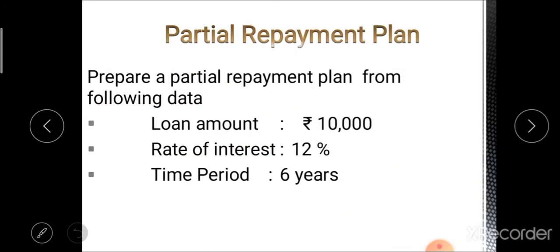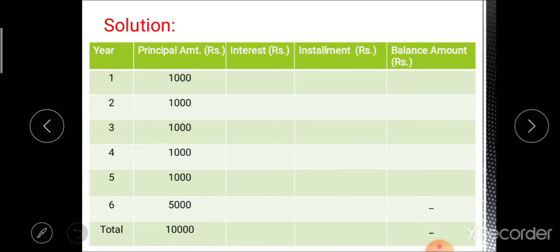So the first example is on the partial repayment plan. A question may be asked in your practical: prepare a partial repayment plan from the following data. The loan amount is rupees 10,000, the rate of interest is 12%, and the time period is 6 years. From this data, you have to prepare a partial repayment plan. So we see how to prepare this partial repayment plan.